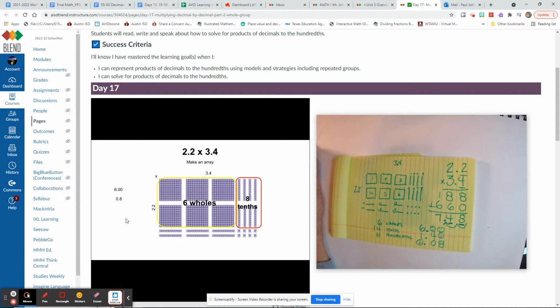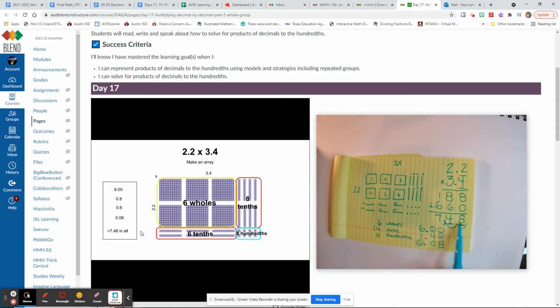And then they did the tenths down here. 1, 2, 3, 4, 5, 6 tenths. And then these 8 hundredths. But once again, when you add everything together, it's 7 and 48 hundredths. Same thing we got over here with our algorithm, which always works. And then, same thing we got from getting 6 wholes, 14 tenths, and 8 hundredths. So let's take a look at another one.